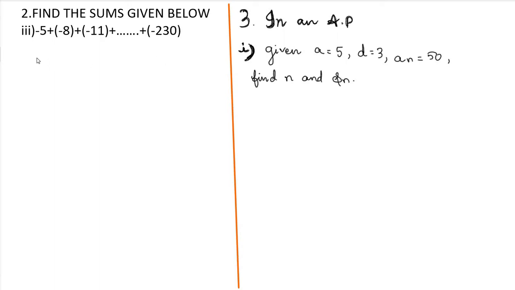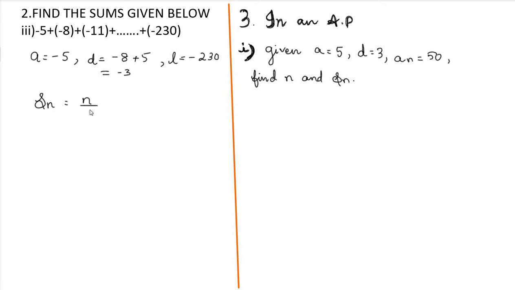How I'm going to find means: the first term we know is a = 5, and d is the common difference. So second term minus the first term, that is minus 8 plus 5. So I'll get minus 3. The last term is given as minus 230. When the last term is given, we can find the sum of n terms by using this formula.